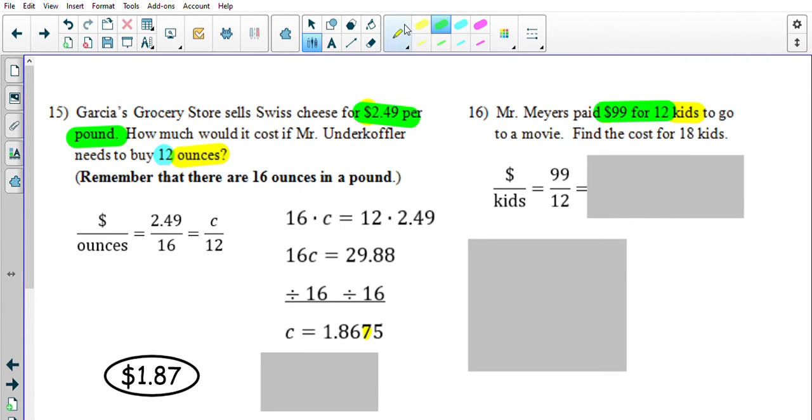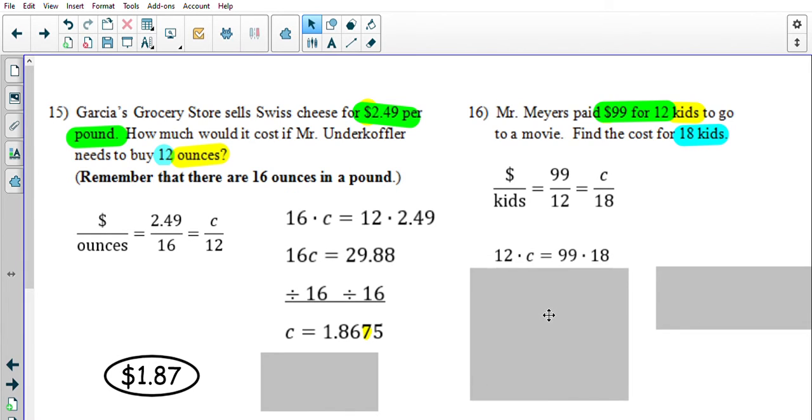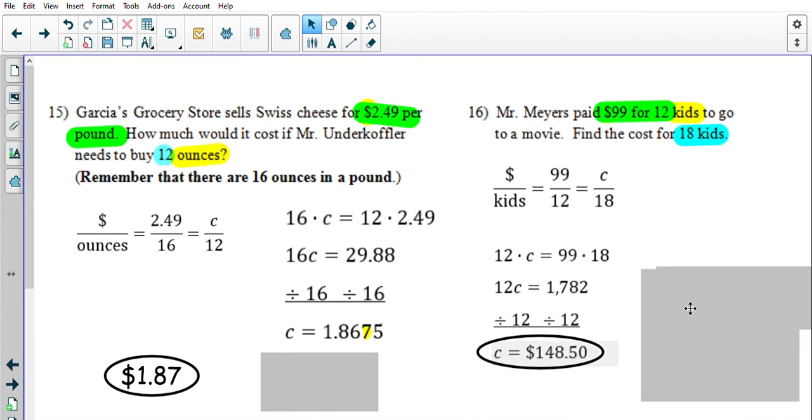And we are trying to find the cost for 18 kids. Kids are on the bottom here, so we have a variable over 18. I chose C for cost. So C over 18, $99 for 12 kids, C dollars for 18 kids. Let's go ahead and cross multiply. 12 times C, 99 times 18 is 1,782. Divide both sides by 12, and we will get a cost of $148.50.